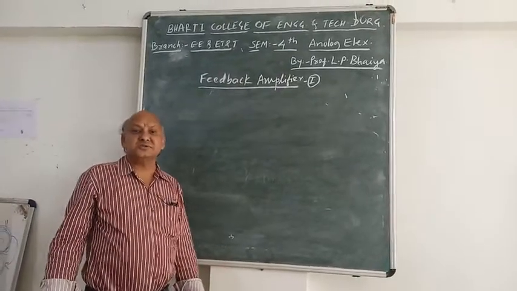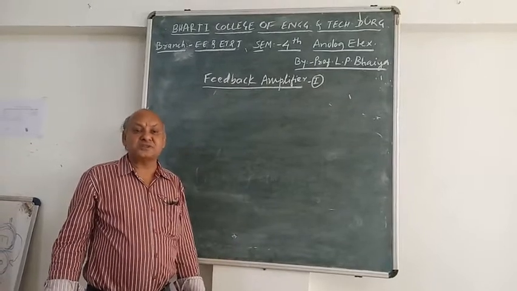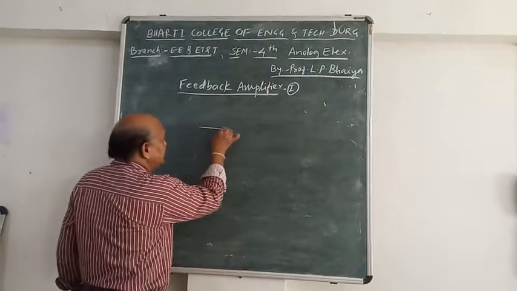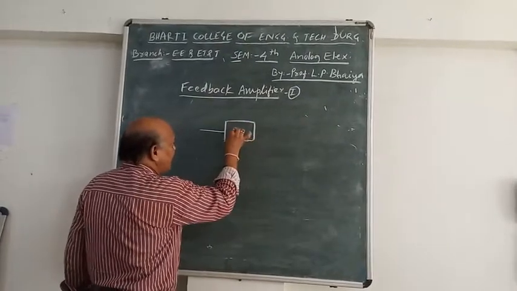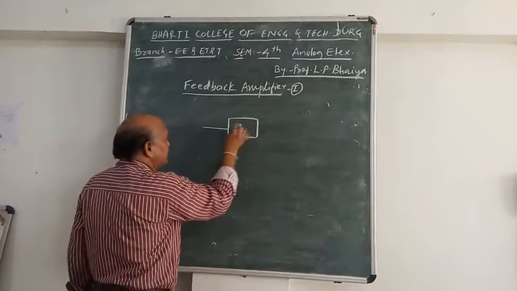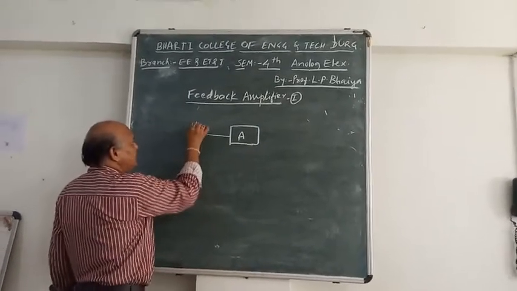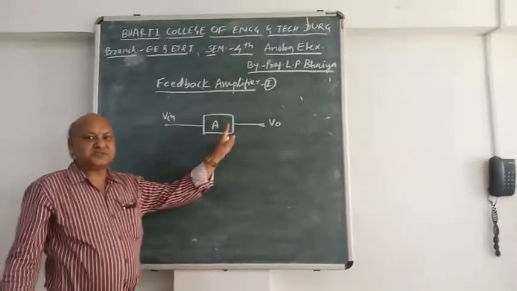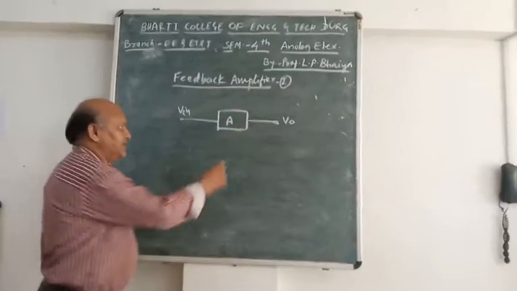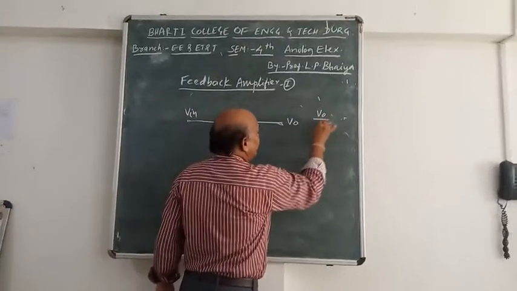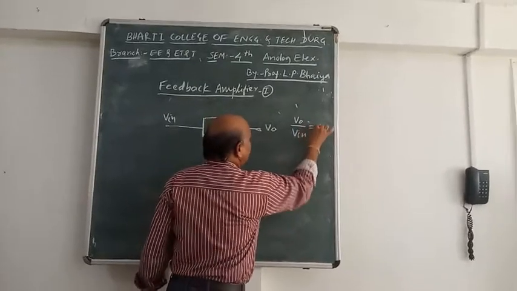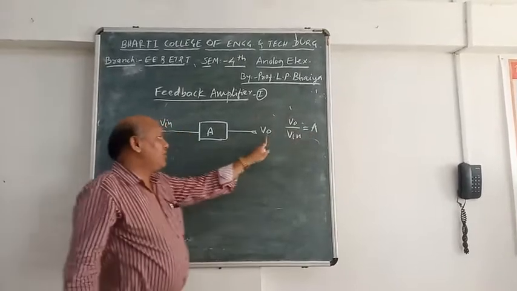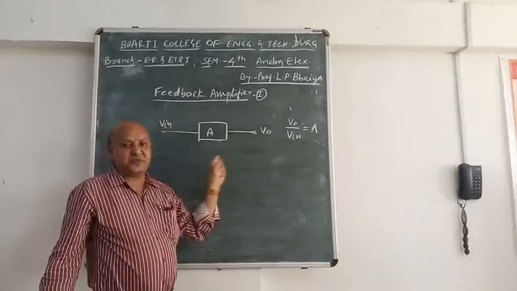The first question is, what is a feedback amplifier? What is feedback? And then what is a feedback amplifier? Now you can see here, I have this block with a gain A, and I am applying the input V in and the output is V0. This is a simple open loop amplifier, having the gain V0 by V in equal to A. This is called the open loop gain of the amplifier, output upon input without any feedback.